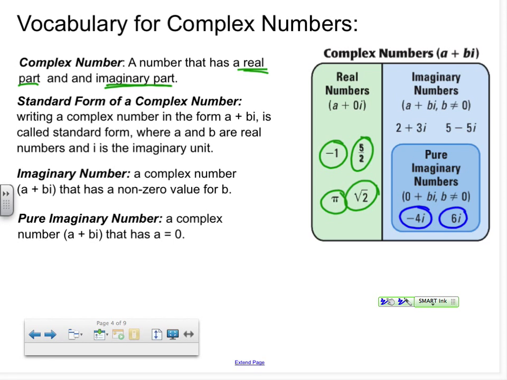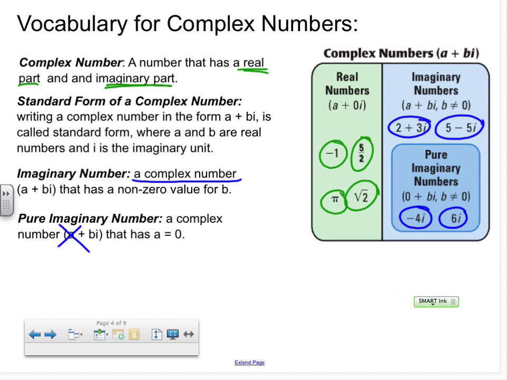That's where we got the square root of negative 1: negative 4 times the square root of negative 1, 6 times the square root of negative 1. And then a complex number, which also is imaginary, has a real and imaginary component. We combine them, just add them up. Add the real and the imaginary component together to get your complex number. And a pure imaginary number is one where the real component is 0.